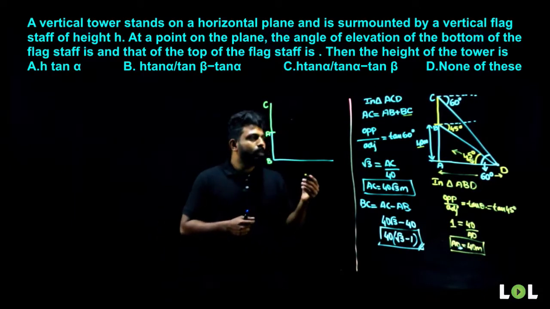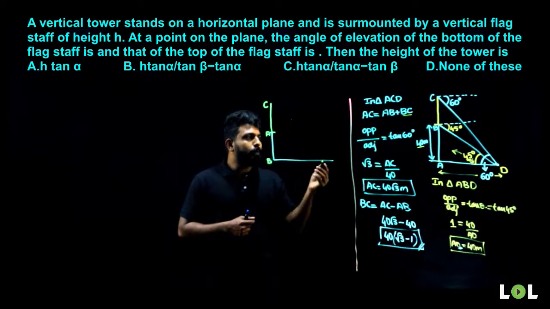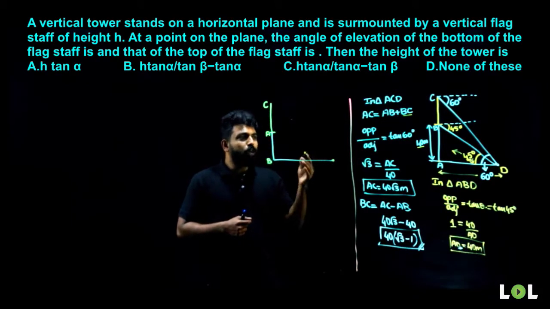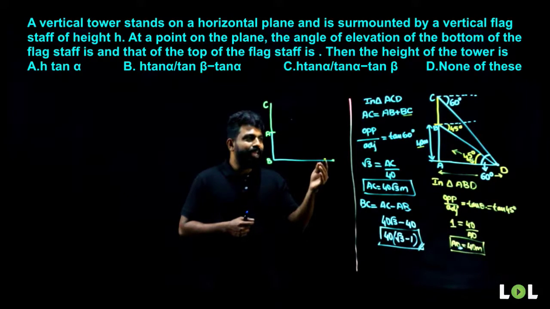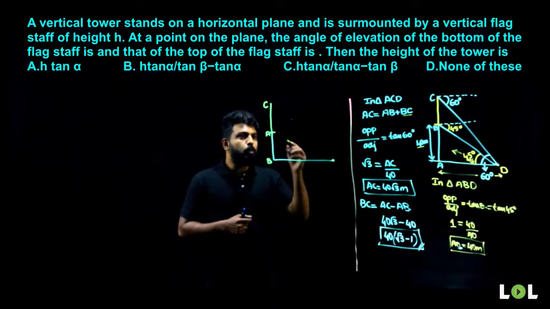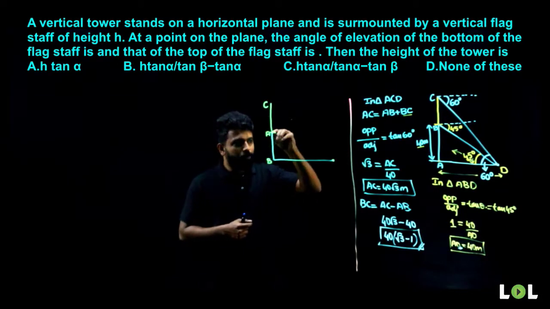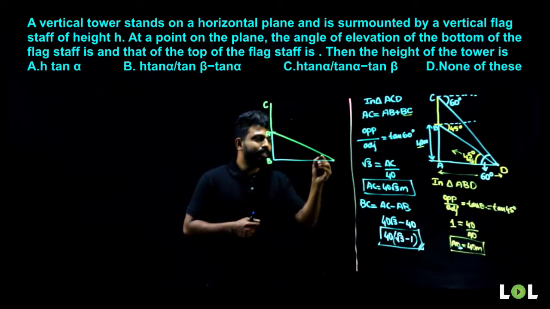So next, what they're telling, at a point on a plane, so there is one point on a plane here, the angle of elevation of the bottom of the flag is alpha. So bottom of the flag, which is my flag here? AC is the flag. So bottom of the flag, they have given this value to be alpha.